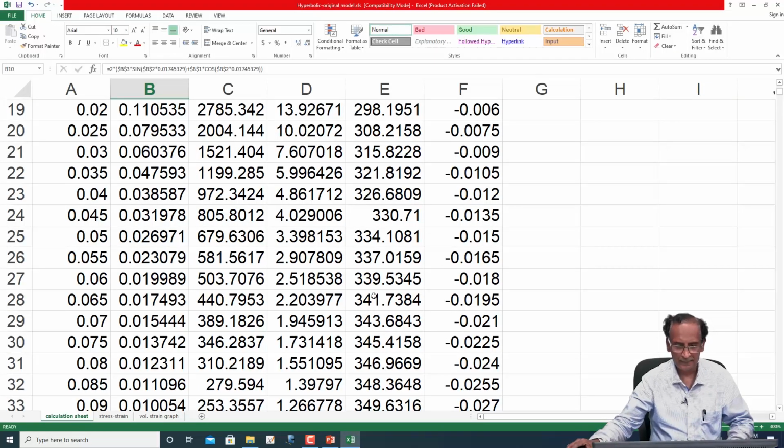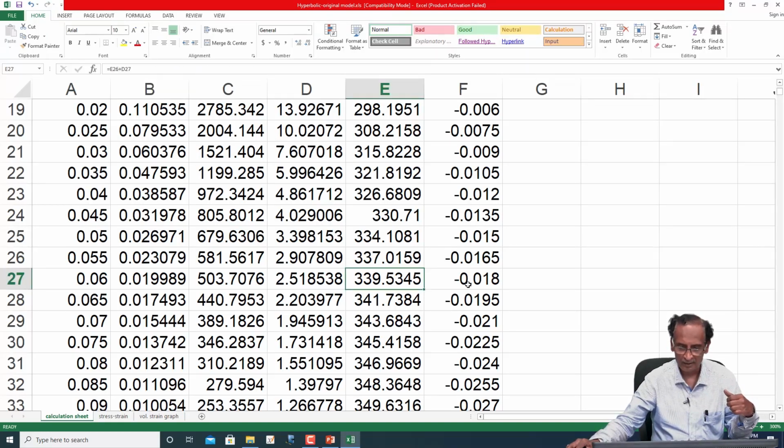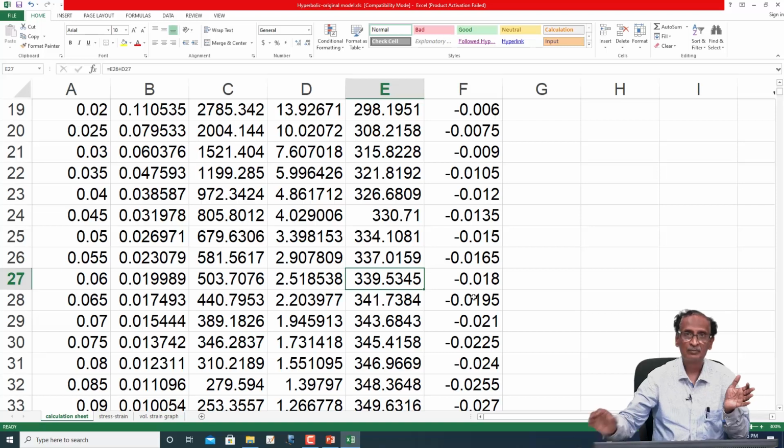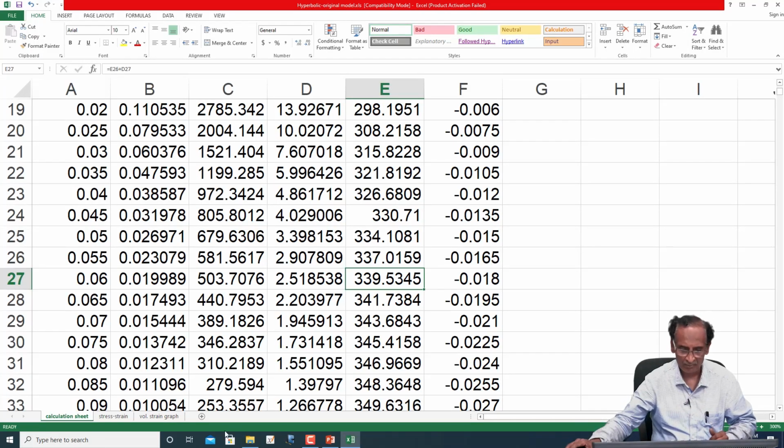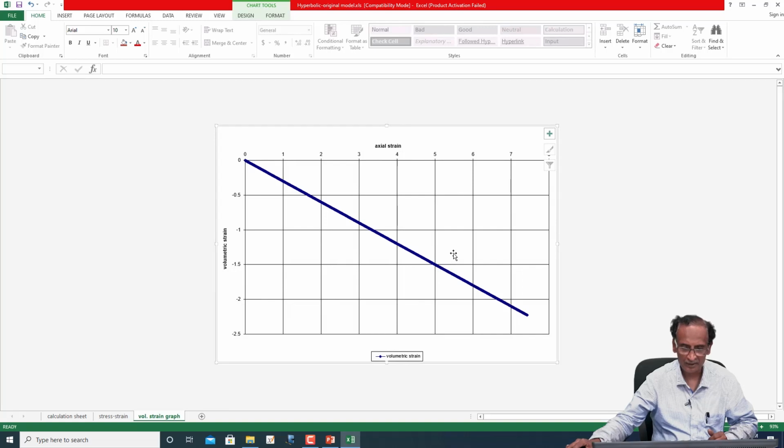Any stress beyond 334 is in the critical state or the limit state, and we see that our axial strain continues to increase. It has not stopped. The axial strain is increasing, and even the volumetric strain is increasing in the compression direction. That is what we see here.